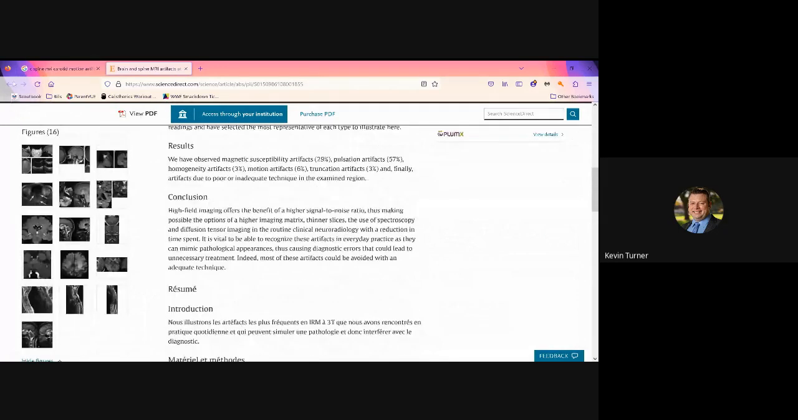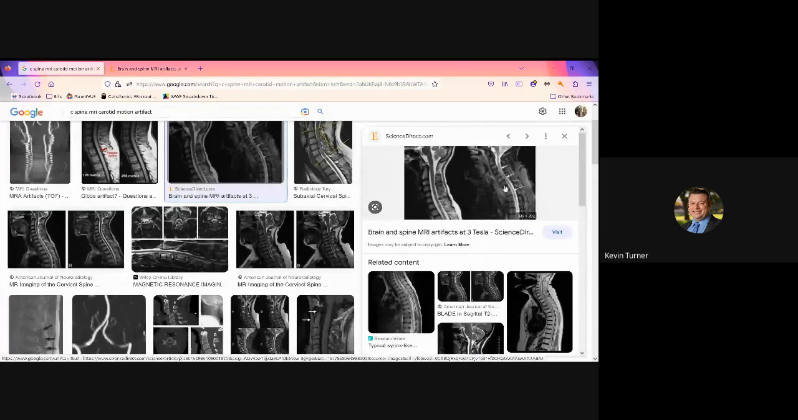Anyways, this one has a bunch of carotid motion that gets into the spine and makes it look like there's an infection there. Oh, yeah. This tends to happen.